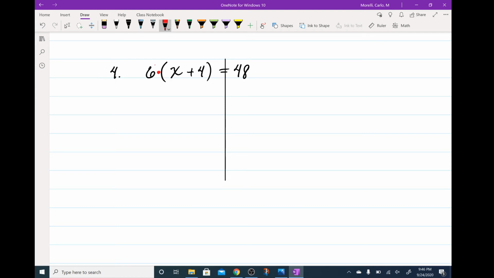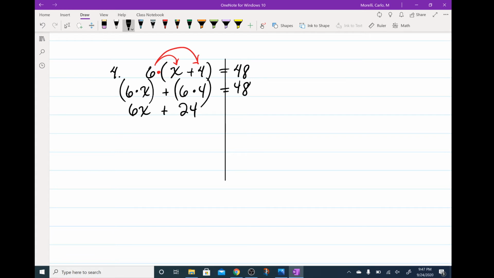But the presence of the parentheses means we have to multiply the 6 by each thing inside the parentheses. So what I show my students is I draw these little arrows, and I call them distribution arrows, because we have to apply the distributive property and multiply this 6 by this x and this 4. So I have 6 times x plus 6 times 4 equals 48. These are kind of their own little problems, okay? 6 times x is 6x plus 6 times 4 is 24 equals 48.